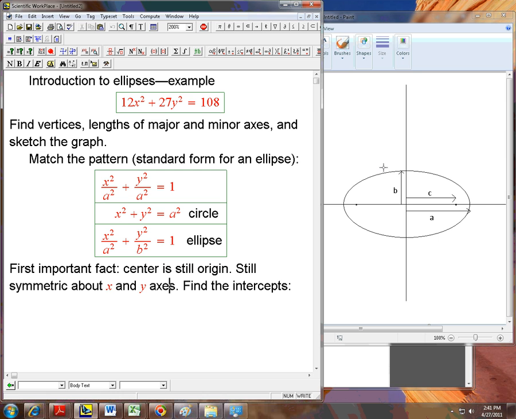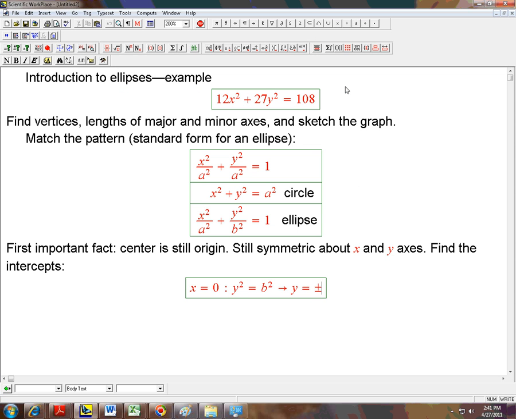And what I want to do is connect it to this picture by finding the intercepts here. If x equals 0, then I just end up covering up part of this equation. I get y squared equals b squared, because I just cover this up and then I can push the b squared over. So that's going to mean that y is plus or minus b. Remember the plus or minus, that's pretty crucial.